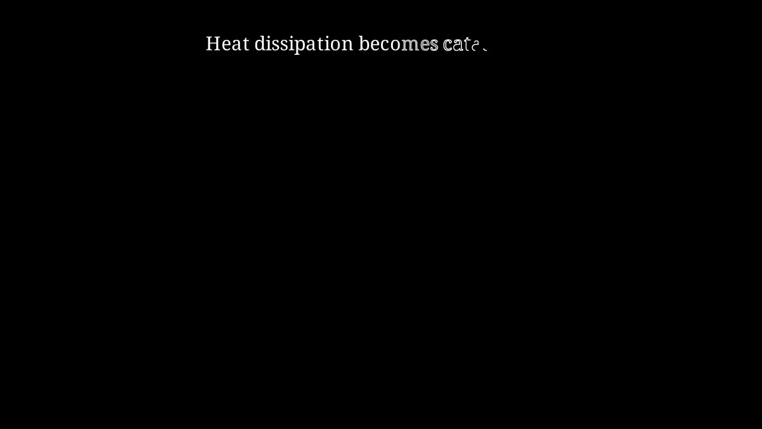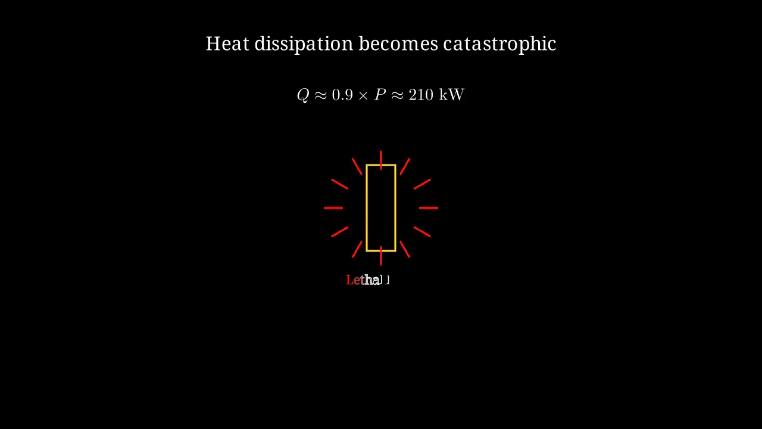At these power levels, heat dissipation becomes catastrophic. Most energy converts to heat in the air. About 90% of the power becomes heat, roughly 210 kilowatts heating the surrounding air. This heat would quickly become lethal, creating temperatures that would cook the person being levitated. To levitate multiple people or create a platform would scale power requirements into the gigawatt range, comparable to a nuclear power plant.